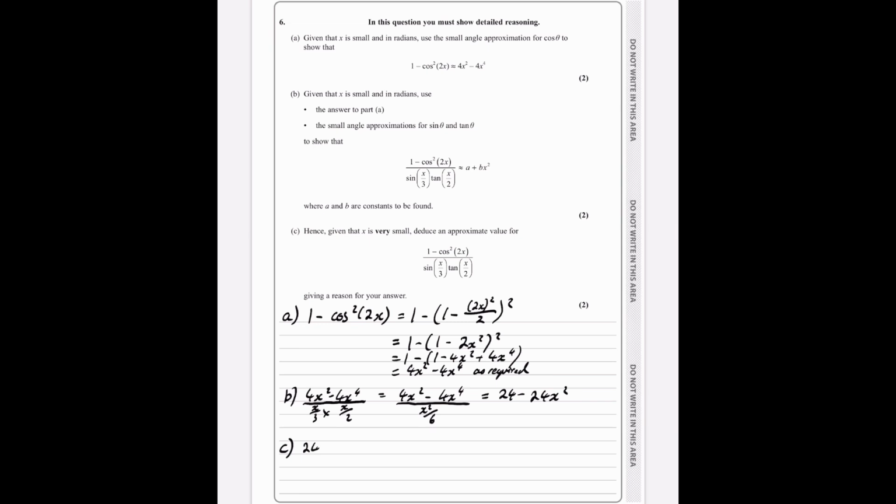Now for part C, 24x squared is approximately equal to 0 when x is very small, because you square a very small number and it becomes even smaller. And so 24 subtract a number very close to 0 is going to be approximately equal to 24, or as close to 24 as we would want. That's question 6 done.